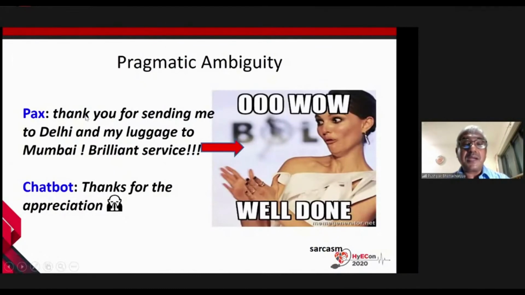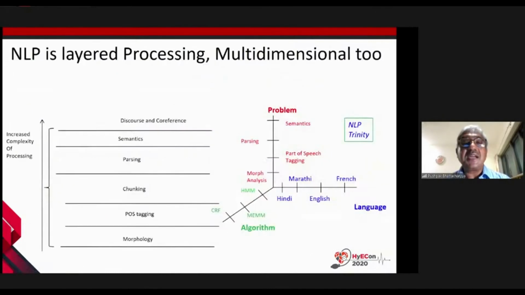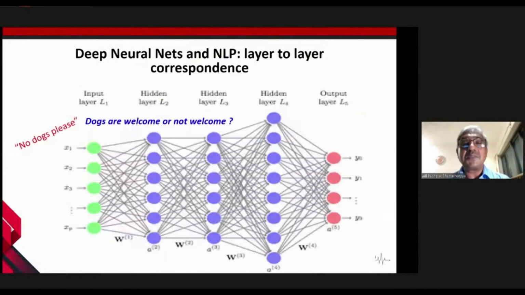Then you can have what is called pragmatic ambiguity. The passenger says, "Thank you for sending me to Delhi and my luggage to Mumbai. Brilliant service." So this is a sarcastic statement, as you can see from the facial expression of the lady. And if the chatbot thanks the lady for this appreciation, then the lady's anger will increase further. So these are the challenges, and it happens in a layered manner, going from morphology, that is the words, up to large pieces of text where the meaning has to be understood.